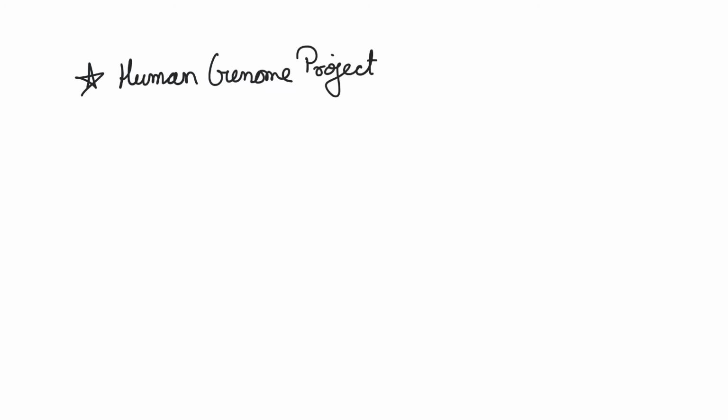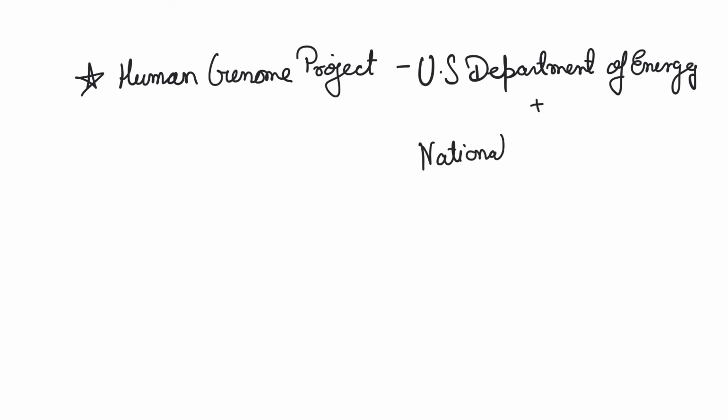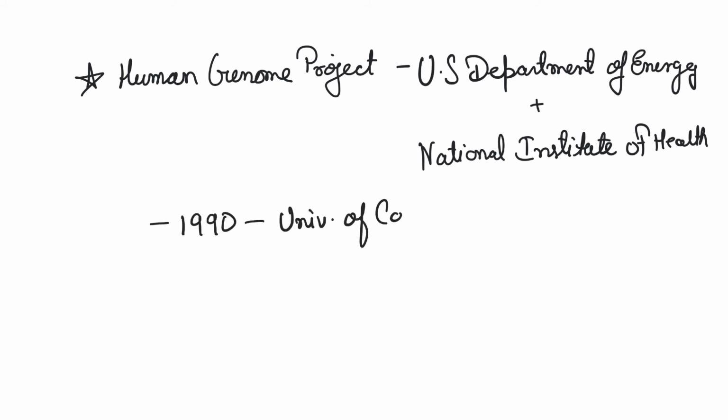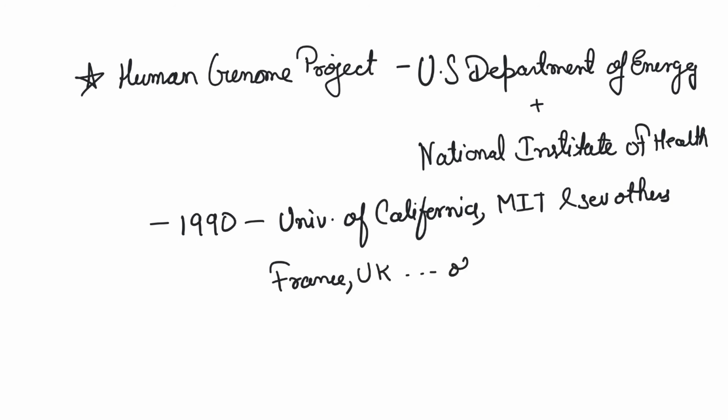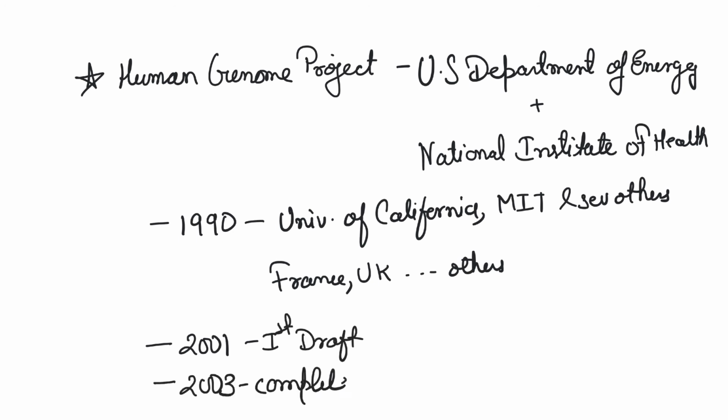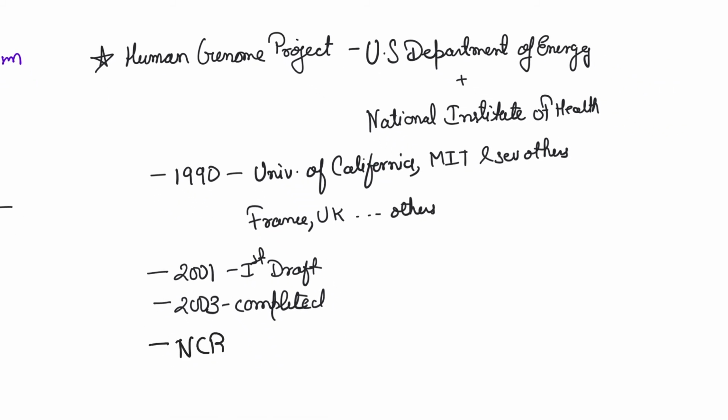The Human Genome Project was a big project that was launched by the United States Department of Energy, and a lot of different institutes and universities came together, like the National Institute of Health. They started in around 1990. University of California came in, MIT came in, and a lot of different universities all around the world, from France, from UK, from different countries, came in to contribute to the Human Genome Project. In 2001, the first draft was released, and in 2003, this was declared to be complete. This allows us to read the genes and try to understand their functions.